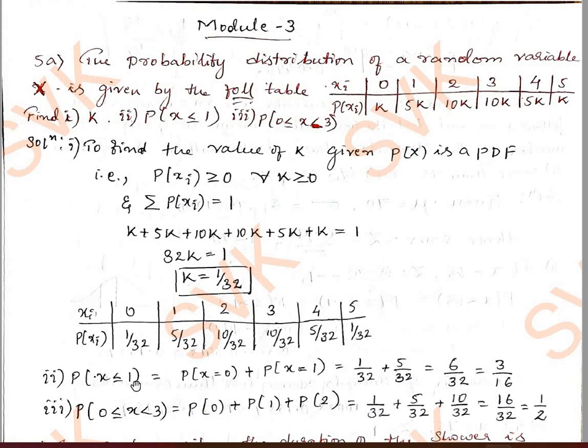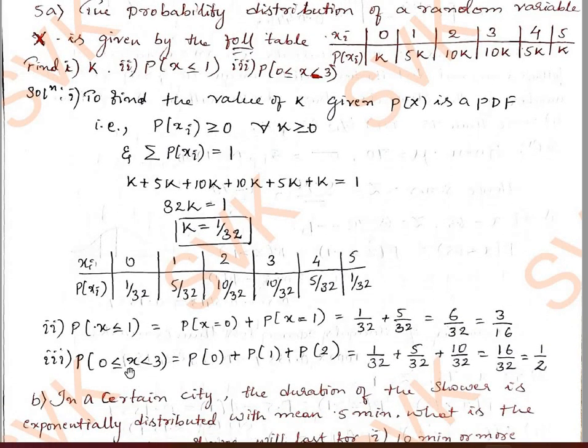To find probability of x less than or equal to 1, just find out probability of 0 plus probability of 1. We got the answer as 3 by 16 by simplification. Now to find probability of 0 less than or equal to x less than 3, which is nothing but p of 0 plus p of 1 plus p of 2, which is equal to 1 by 2, the required answer for the given problem.